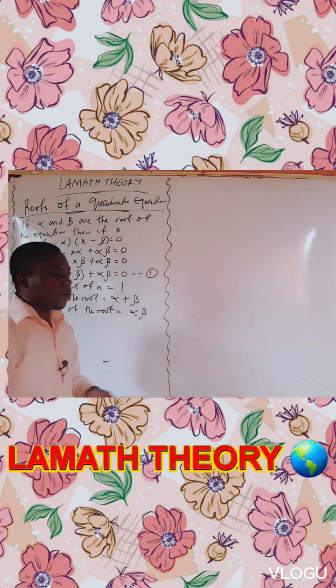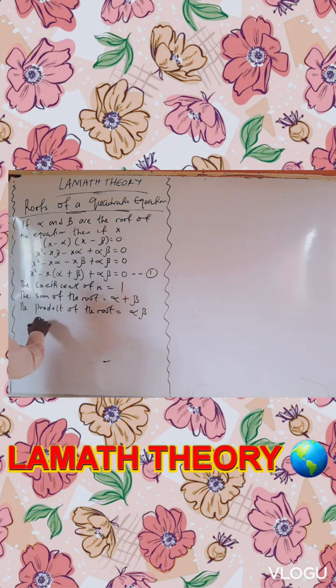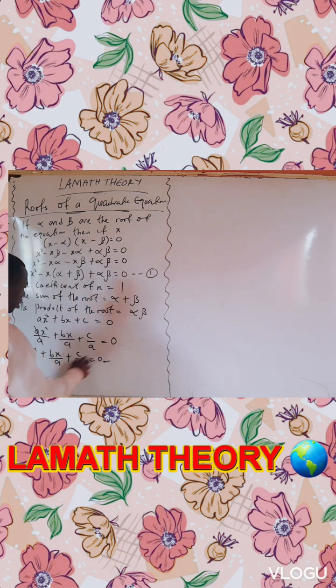So if we still remember this equation, which says ax squared plus bx plus c equals 0. Now we are going to divide through by a here. So we are going to say ax squared divided by a plus bx over a plus c over a equals 0. So a cancels a, and I'm having x squared plus bx over a plus c over a equals 0.